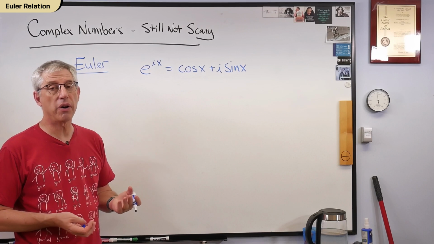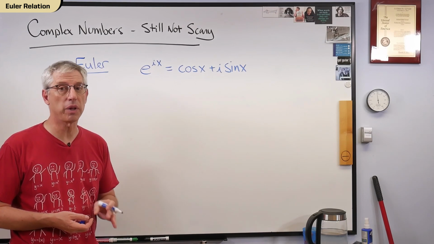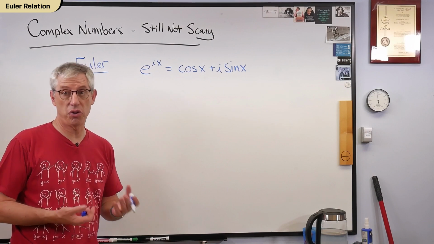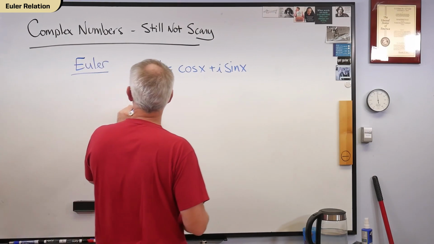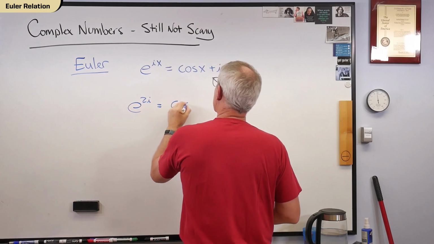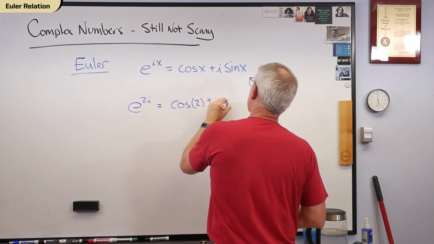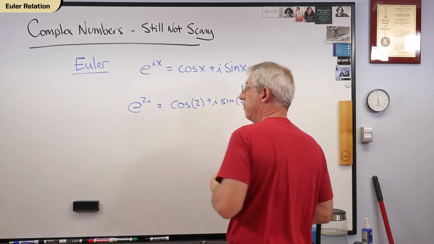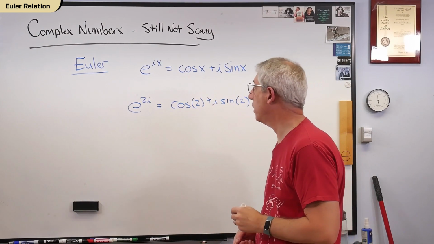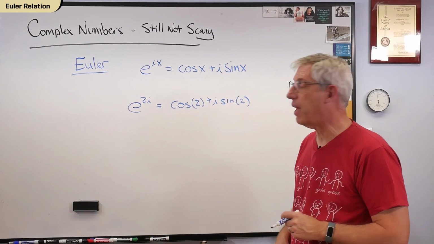So let's say you want to calculate the exponential of some complex number. Let's make it really simple. Let's say e to the 2i perhaps. So if you're trying to calculate e to the 2i, what you're really doing is saying cosine of 2 plus i sine of 2. No problem at all. Your calculator knows how to do that.